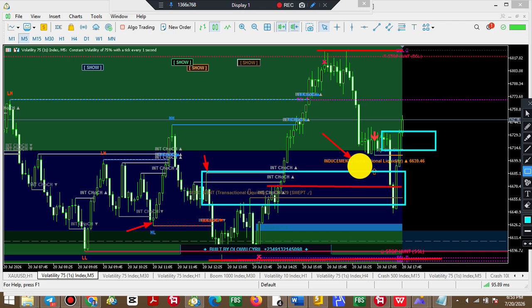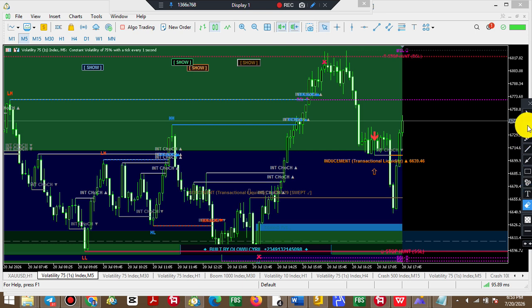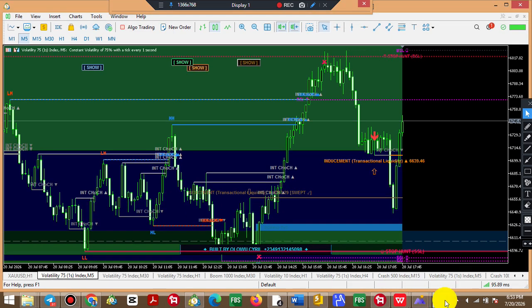So until you understand that every POI has its own transactional liquidity or inducement. Inducement must be certain that it must induce traders, otherwise that zone will not hold. If it doesn't induce traders, automatically that zone will not hold. So in a nutshell, if you are trading, have the range correct. If your range is correct, this is how your range is going to look like.